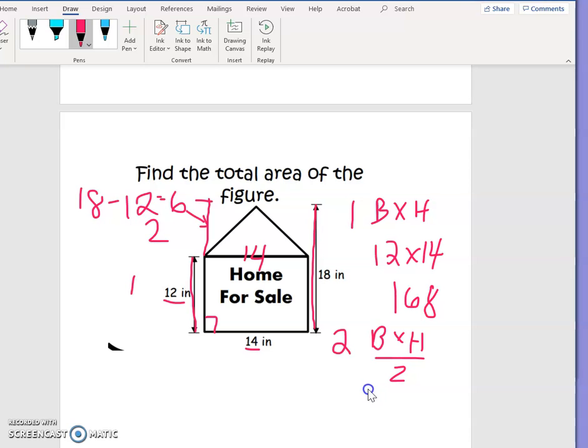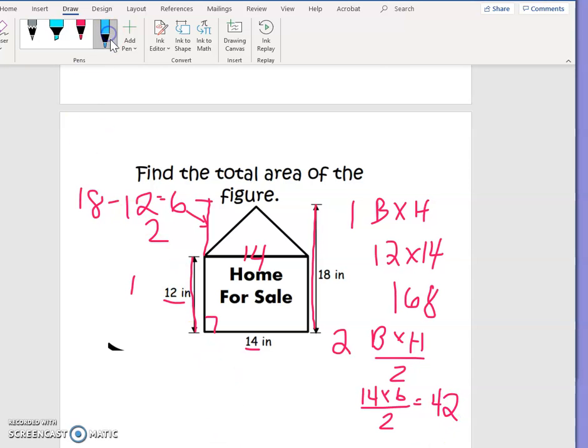So just like before, I'm going to plug my base and my height into my formula. So we had a base of 14 times a height of 6, and don't forget to divide that by 2. And when we do 14 times 6, again, you can use a calculator for this. We're going to find that that gives me an area of 42.